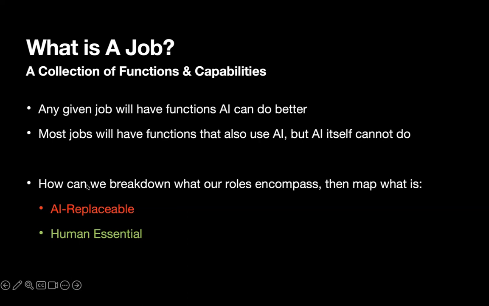So I think our role, as people who are in this industry and interested in its health and success, is to say, how do we break down what our roles encompass, then map what's AI replaceable and map what's human essential? Typically, AI replaceable, even in the world of large language models, is things that are routine, things that are constrained, things that are repeated. Human essential are things that require world knowledge, that require judgment, sophisticated judgment and kind of intuition. Ultimately, the things that a lot of people enjoy doing more anyway. This is a rough way of looking at it, but hopefully it's helpful as you think about your own job, but also the company where you work and how that may or may not change over time.